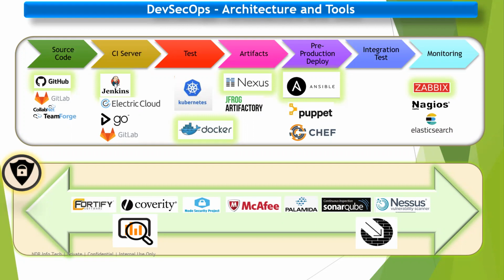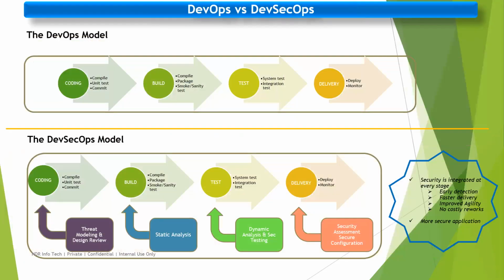What's the difference between DevOps and DevSecOps? Okay. DevSecOps is an extension of DevOps. There is no major difference. So this is the difference. That's all.